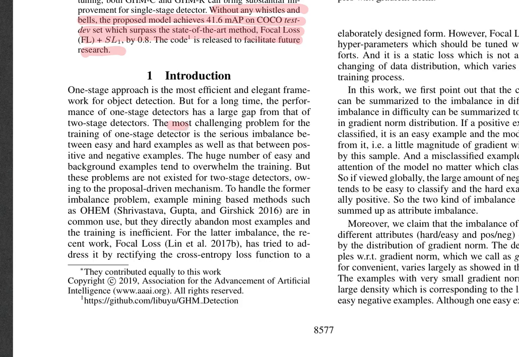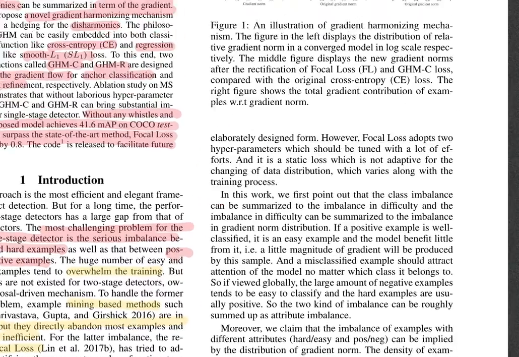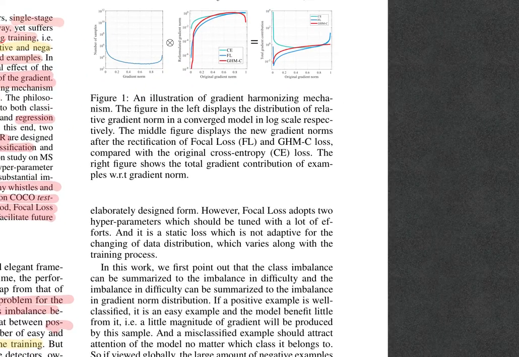One of the key challenges in having a single stage detector is to deal with the imbalance between easy and hard examples, type 1, and positive and negative examples, given that the large number of negative examples can overwhelm the training. There have been mining-based methods such as OHEM, but they have their own limitations. Focal loss was also another method, which is not as straightforward as one would hope.